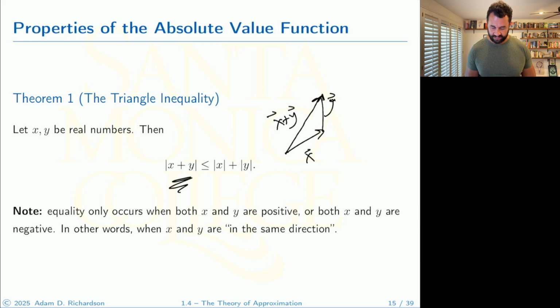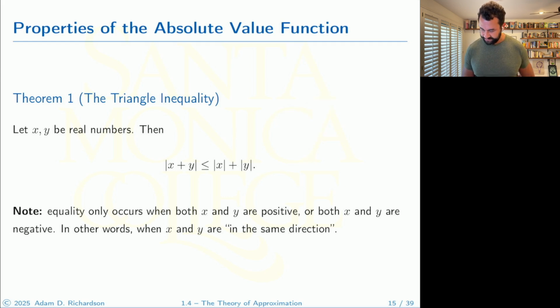So what this is saying is going along x first and then going along y will always be a greater distance or equal to going straight from point A to point B, or point C, I should say. We'll talk more about that later, but that's the vector interpretation of it.